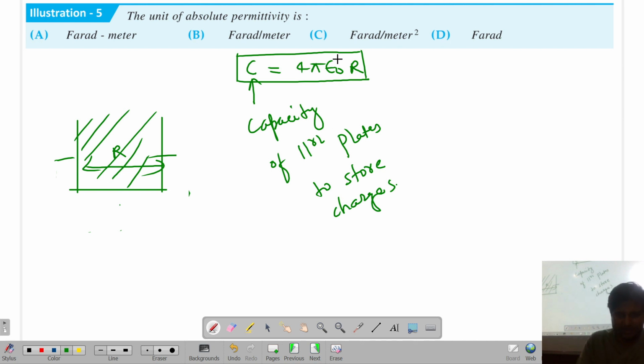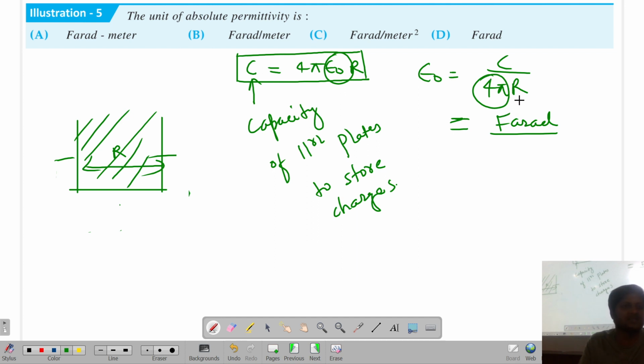So therefore, this epsilon naught will be C by 4 pi R. Now, C has an SI unit called farad, and R has length. 4 pi is a constant. Radius has an SI unit, what? Meter. So, epsilon naught has an SI unit, farad per meter.